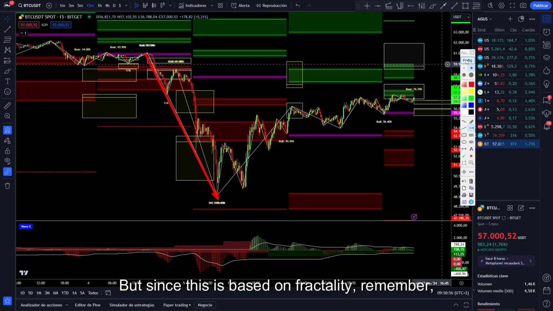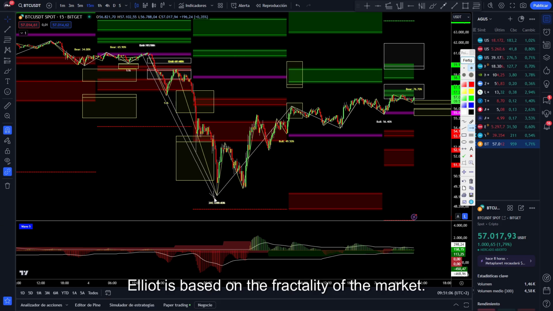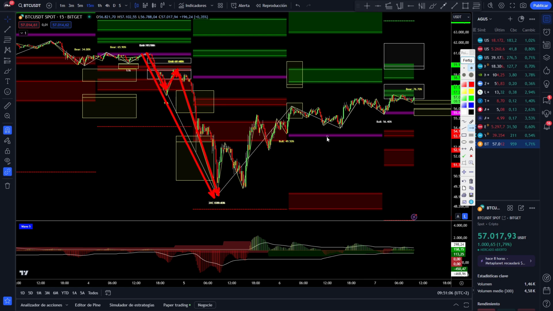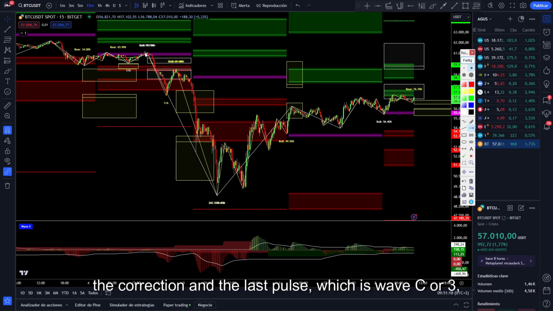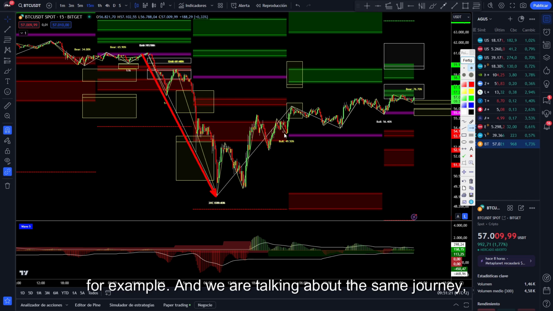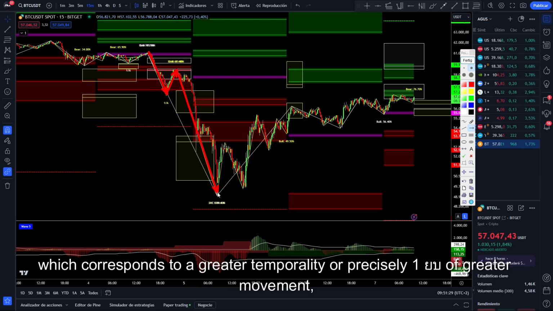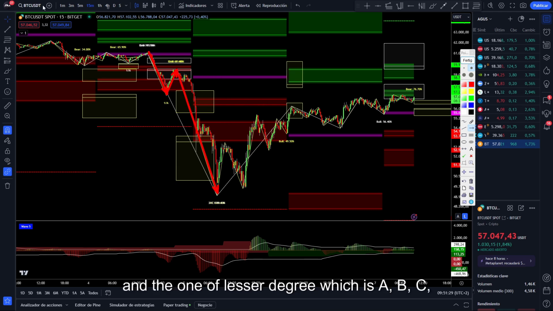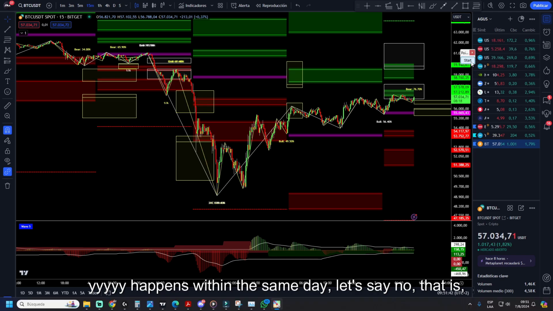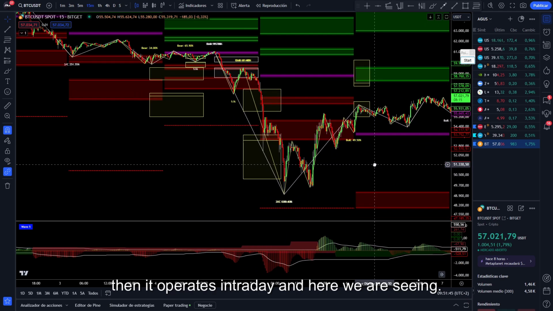But since this is based on fractality, remember, Elliott is based on the fractality of the market. Within this impulse, we have 1, 2, 3 impulses, where 1 is the first pulse, the correction, and the last pulse, which is wave C or 3, for example. And we are talking about the same journey. What happens is that there are two ways of seeing it: the one of greater degree, which corresponds to a greater temporality, and the one of lesser degree, A, B, C, which happens within the same day. That is, it operates intraday, and that is what we are seeing here.